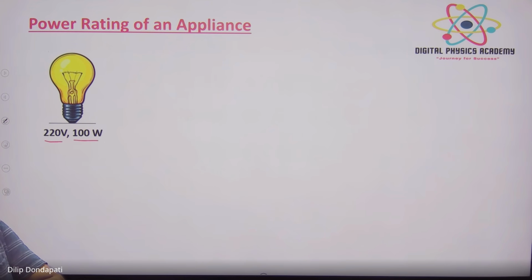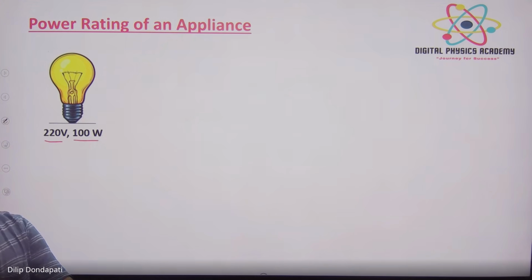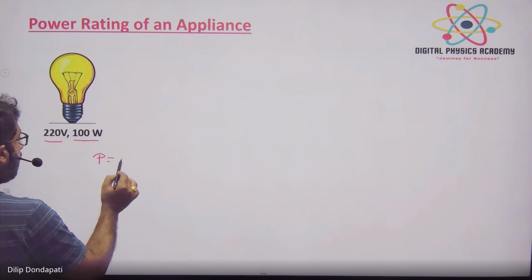Power is watts. What is the power formula? Yes, tell me. So it's like the amount of power consumed per hour. Per hour? No. See, what is the formula of power? Energy by time, right?